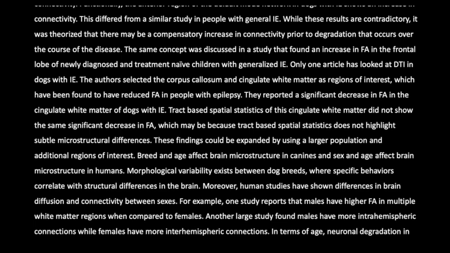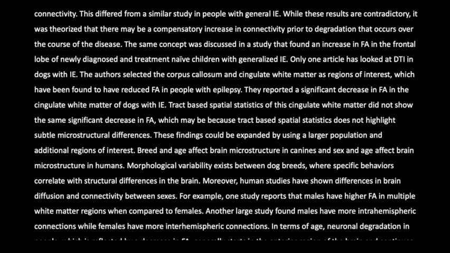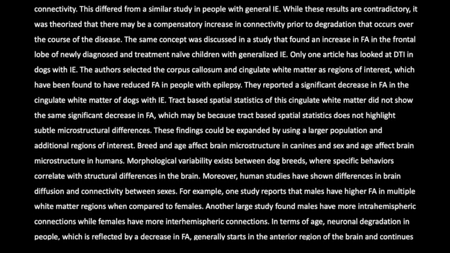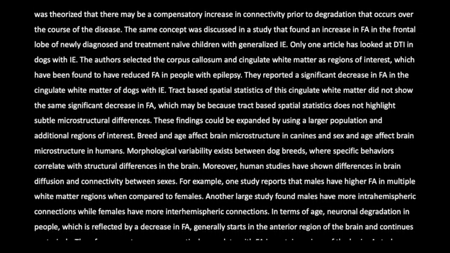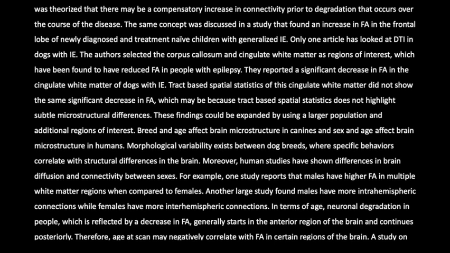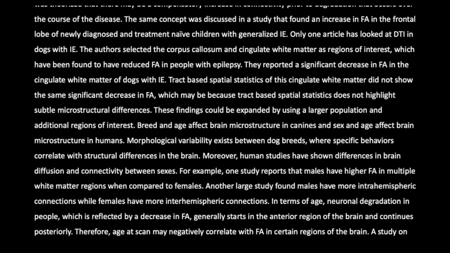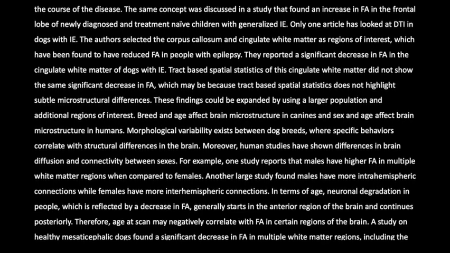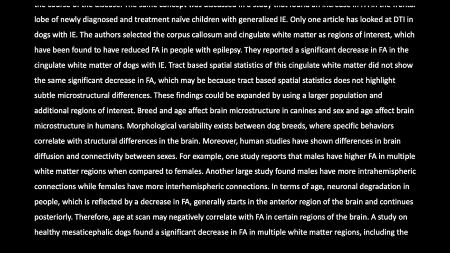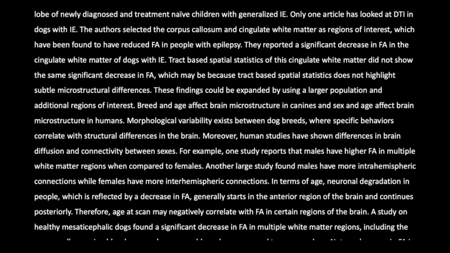They reported a significant decrease in FA in the cingulate white matter of dogs with IE. Tract-based spatial statistics of this cingulate white matter did not show the same significant decrease in FA, which may be because tract-based spatial statistics does not highlight subtle microstructural differences. These findings could be expanded by using a larger population and additional regions of interest.